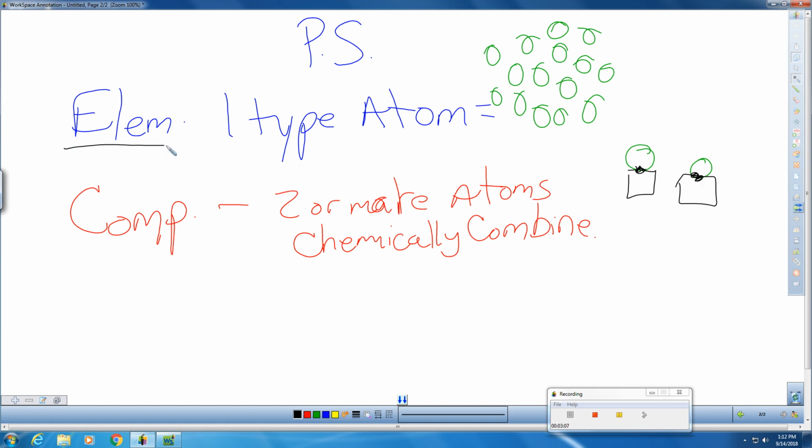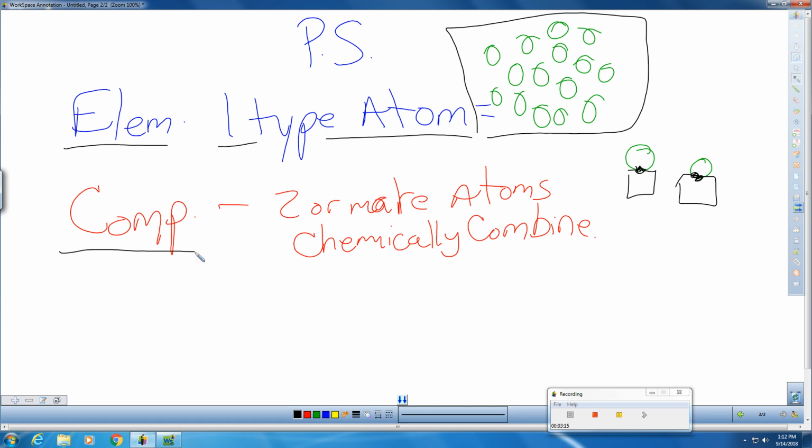So elements, one type of atom. They're loosely grouped together. They're all the same type. They're not touching. Compounds, they're two or more atoms that are chemically combined together. The key is you have different things that are actually touching each other.